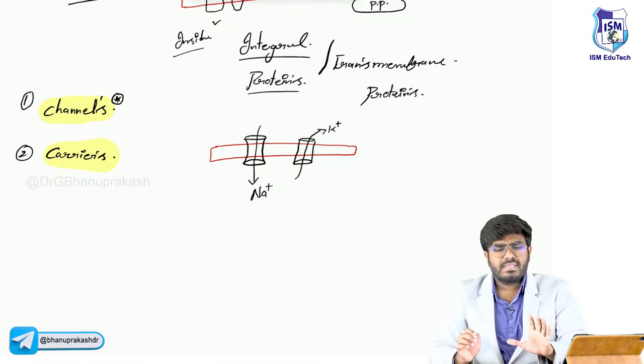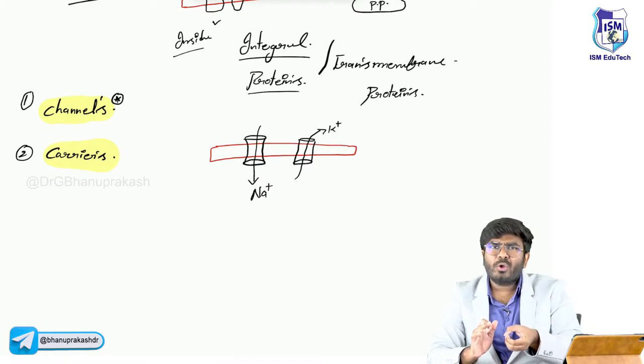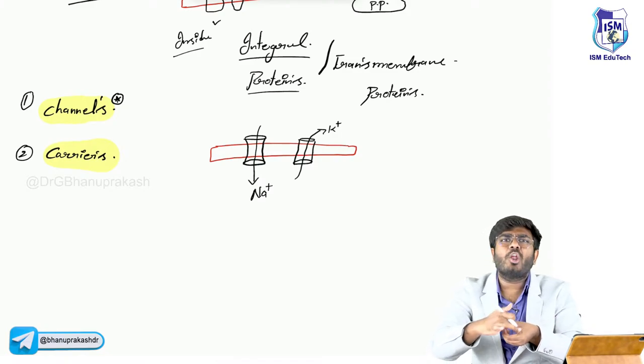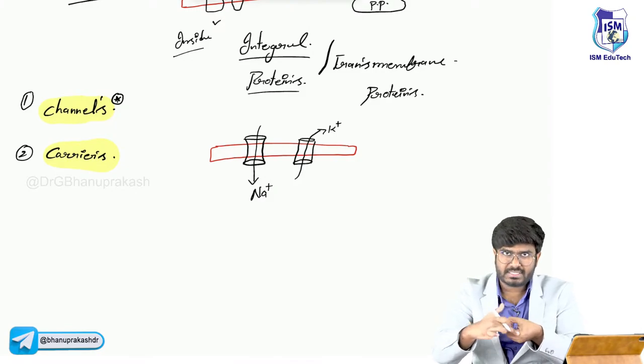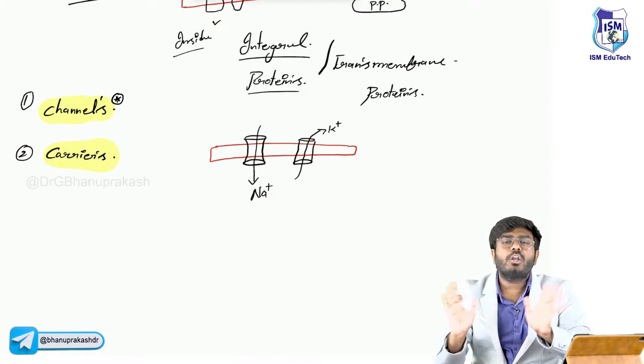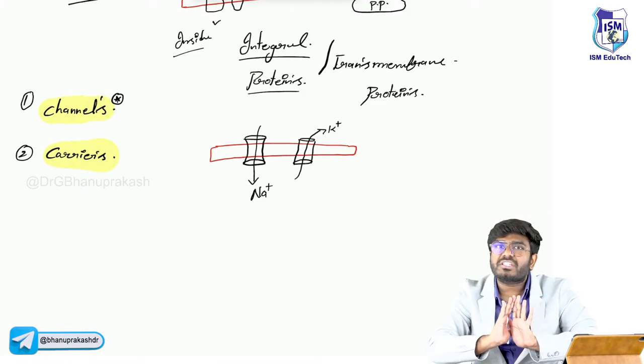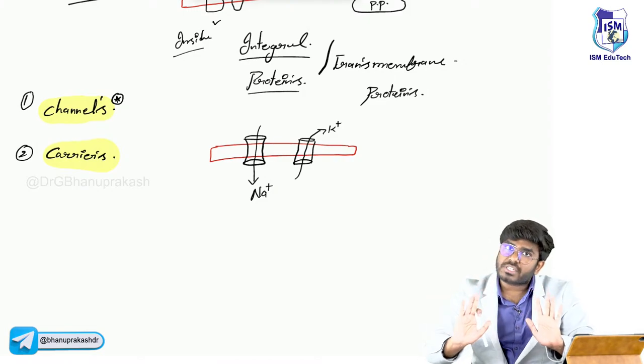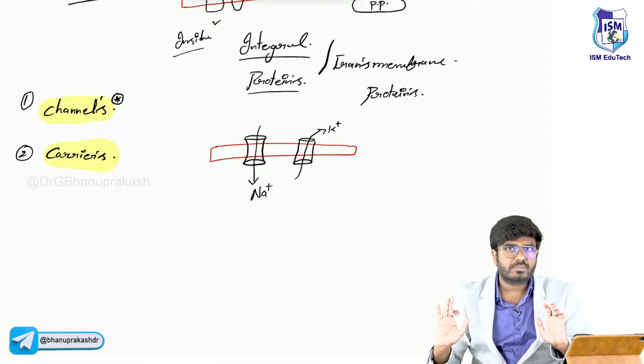Now, my question to you: does the channel undergo any shape change? It's just like a small hole made up of proteins. It is not undergoing any shape change. There is no conformational change during the transport of substances.